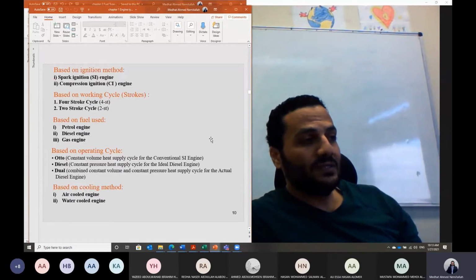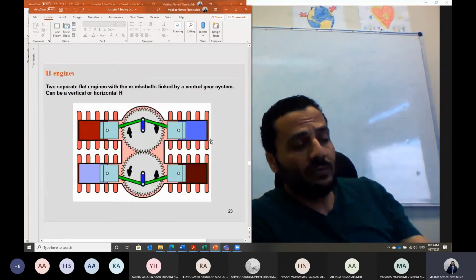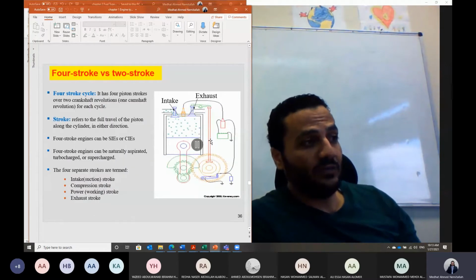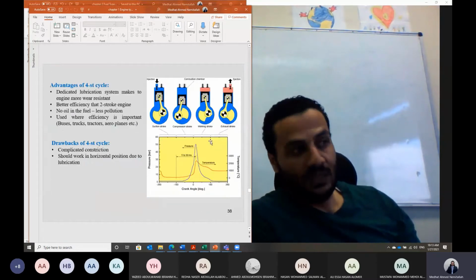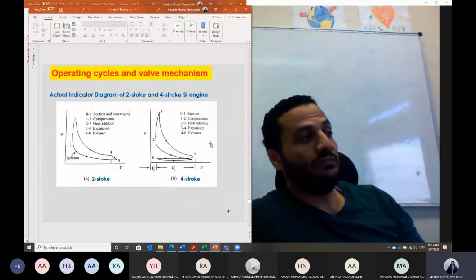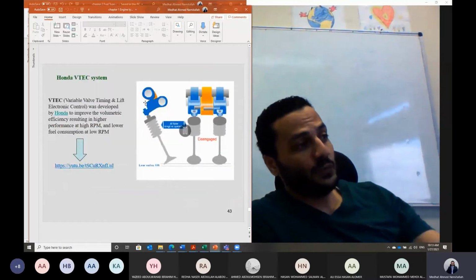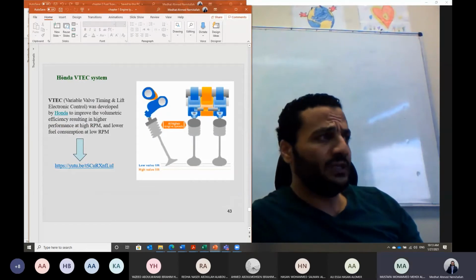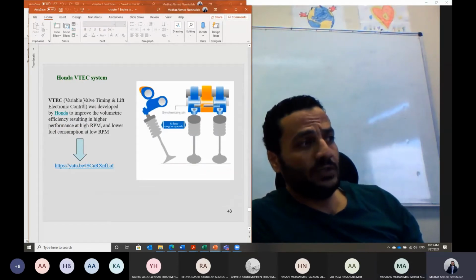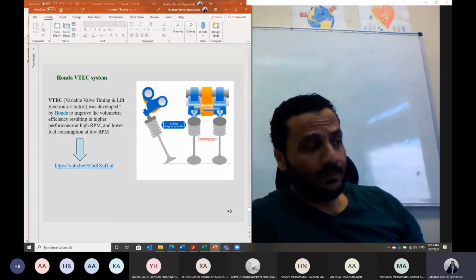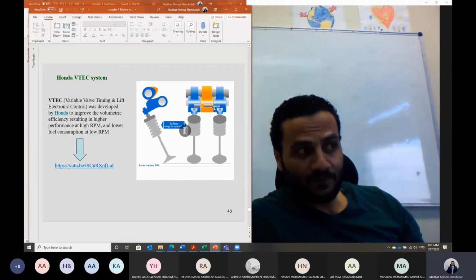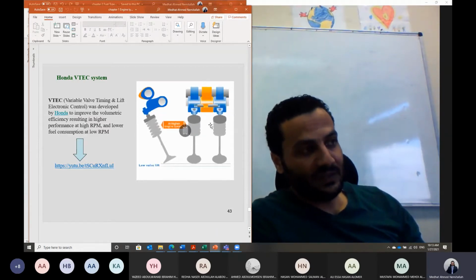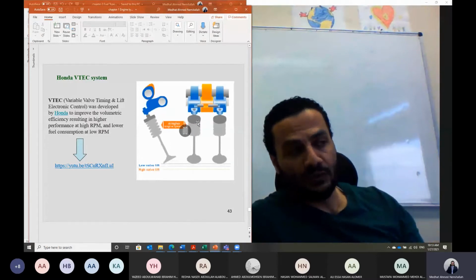What should we do in this case? At high speed, we need more air plus fuel. We have to open this intake valve for a longer distance and for more time to have more air plus fuel. This was the system invented by a Honda engineer. We call it VTEC, which is a variable valve timing and lift. In this case, we have 3 cams connected together. This is an engine of 2 intake valves and 2 exhaust valves.